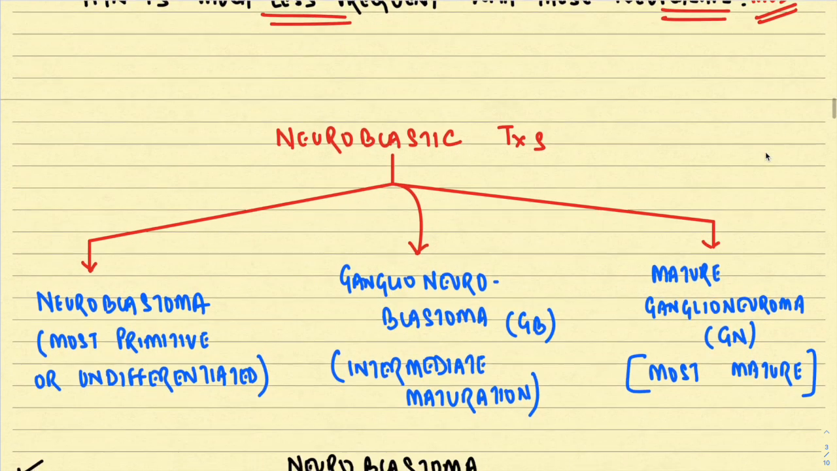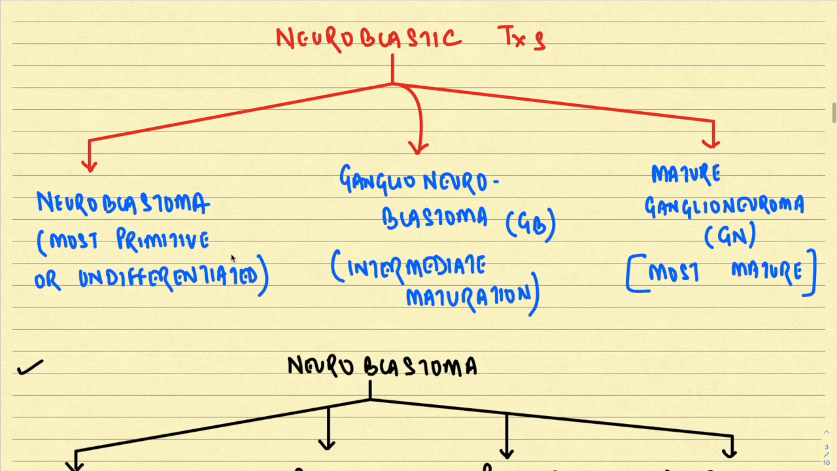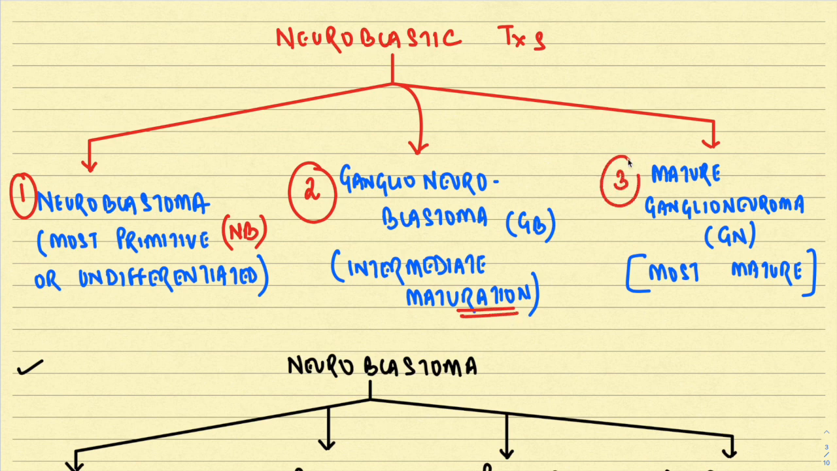Coming to the classification of the neuroblastic tumors, it becomes very important to understand that the neuroblastic tumors can be divided under three headings. Number one is the most primitive or undifferentiated form of neuroblastic tumor, that is your neuroblastoma. The second important thing is ganglioneuroblastoma, which is of intermediate maturation. The third is the most mature one, that is mature ganglioneuroma.